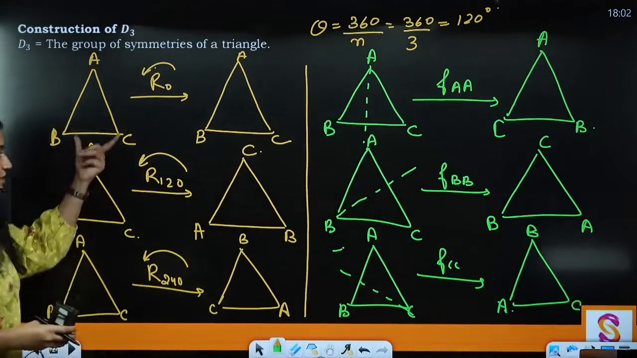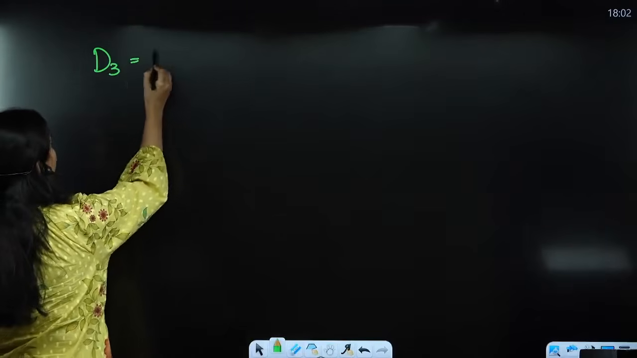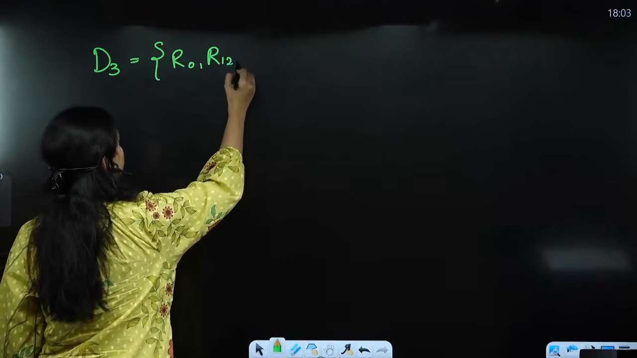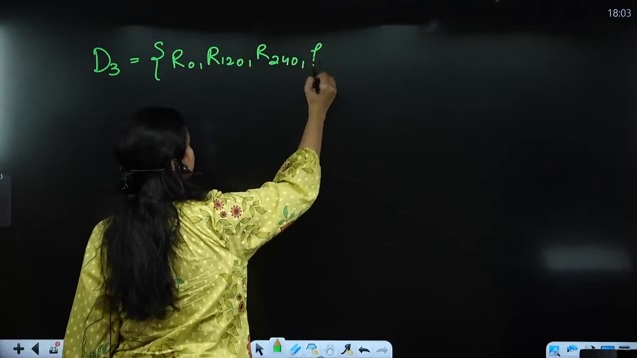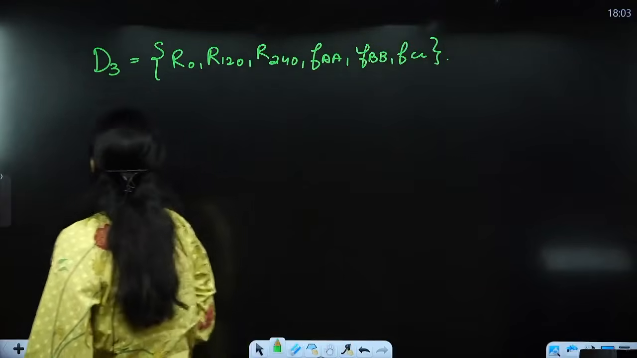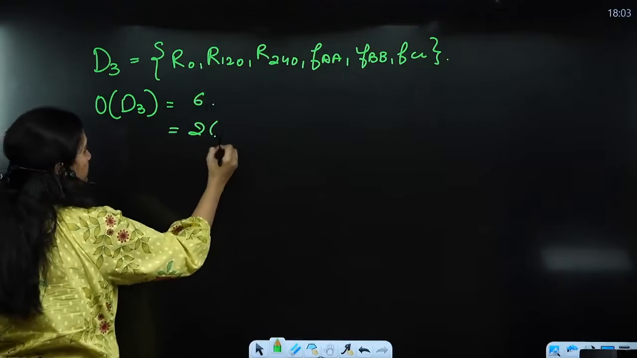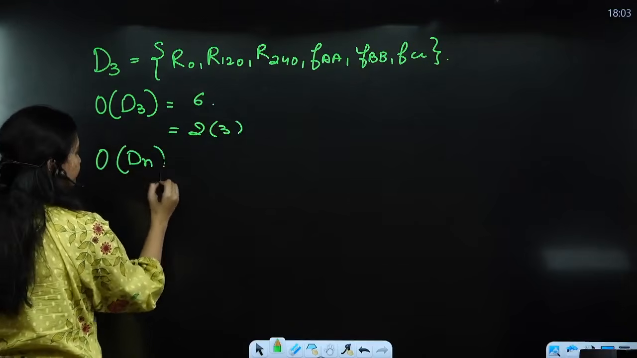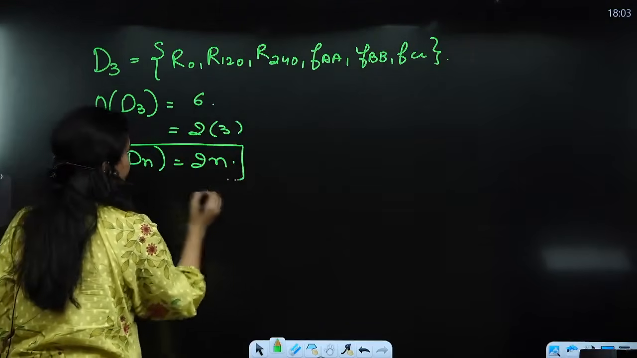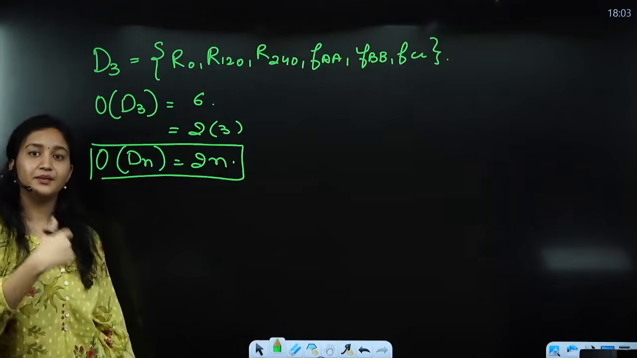Okay, so these are all the rotations possible and these are all the reflections possible. Now, what does our D3 look like? D3 has R0, R120, R240, FAA, FBB, FCC. So from here, can I say what is the order of D3? That is 6. That means 2 times 3. So order of Dn equals 2n. Clear? Whatever Dn you are taking, the number of elements is going to be double the n, right?